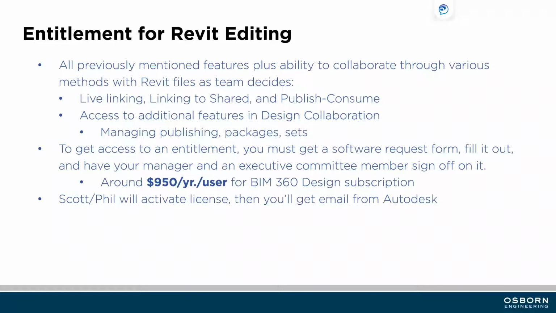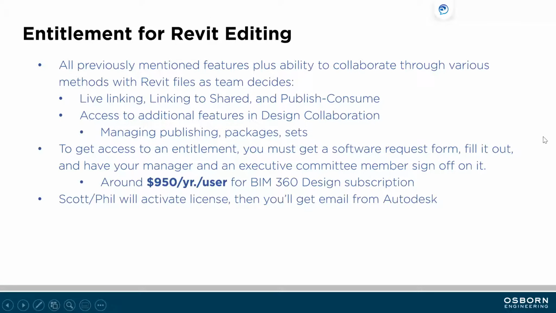So the entitlement for Revit, basically Revit editing in BIM 360. This is basically just that license we were talking about. So all those features that we've already talked about, those are included. But the main difference with an entitlement is that you can become an active contributor to Revit editing. And that includes live linking, linking to shared, and publish consume. Typically we're doing the live linking, but that's what the entitlement allows you to do. And then from there, you can manage your publishing, packages, and sets.